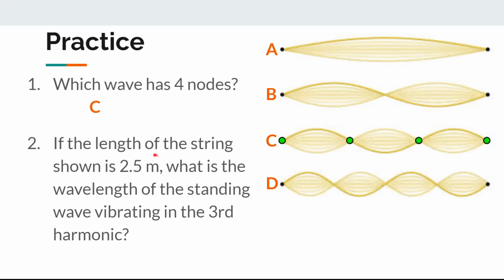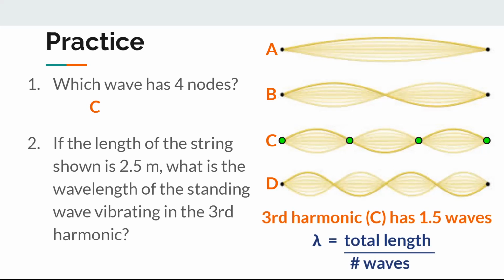If the length of the string shown is 2.5 meters, what is the wavelength of the standing wave vibrating in the 3rd harmonic? Image C is my 3rd harmonic. It says the length of the string is 2.5 meters. Well, wave C has 1.5 waves on it, not just 1. So the wavelength isn't 2.5. 1.5 waves is 2.5, so what is 1 wave?